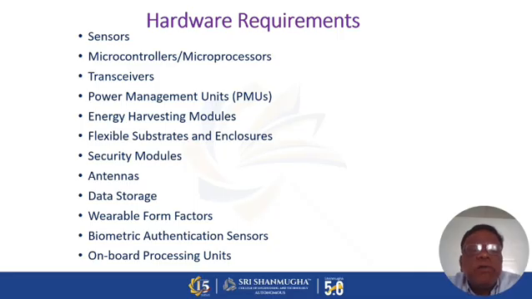So the hardware requirements for any type of microcontroller system are sensors, the microcontroller and microprocessor, transceivers, and power management units, that is the PMU. Another is the security models, what type of antennas are used, different categories of data storage, variable form factors, and biometric authentication sensors. Another one is the onboard processing units. All these things are the general hardware requirements for any type of low power microcontroller unit itself. So each one we will discuss.